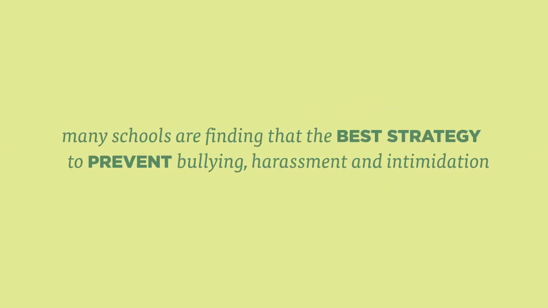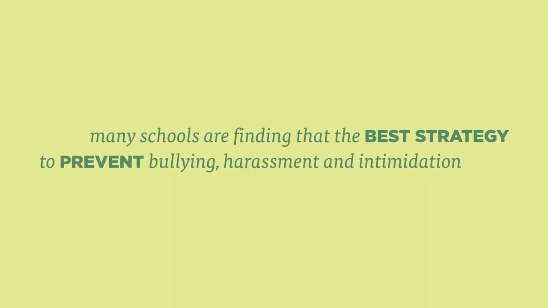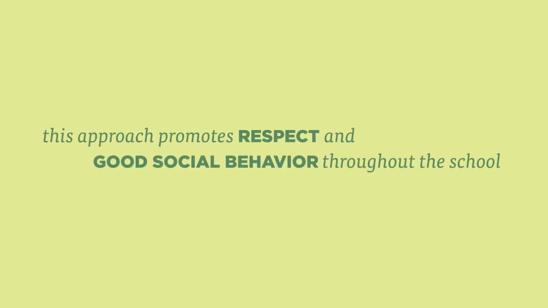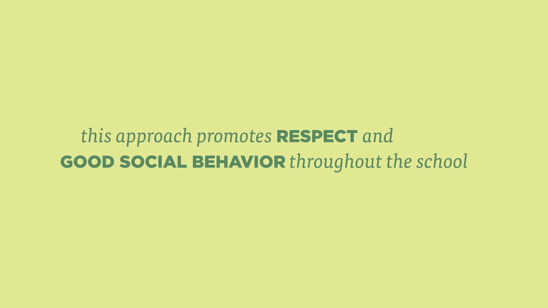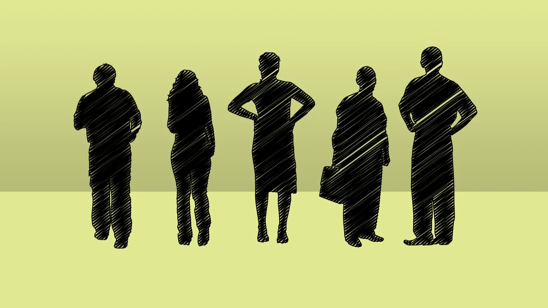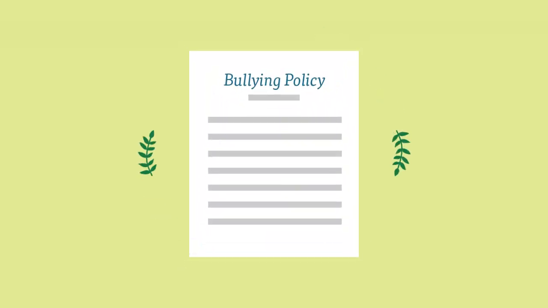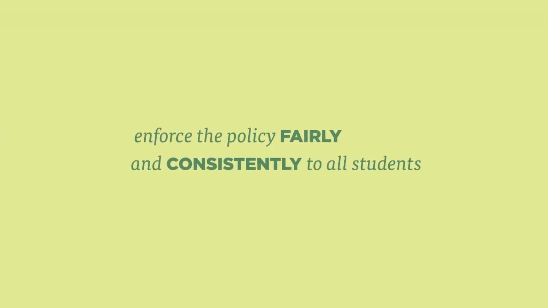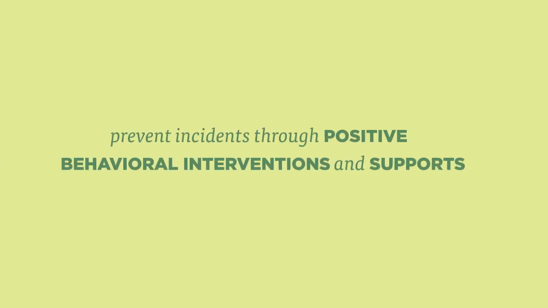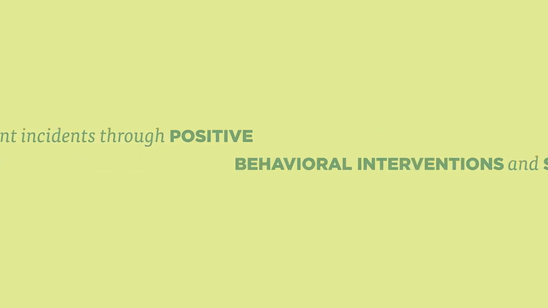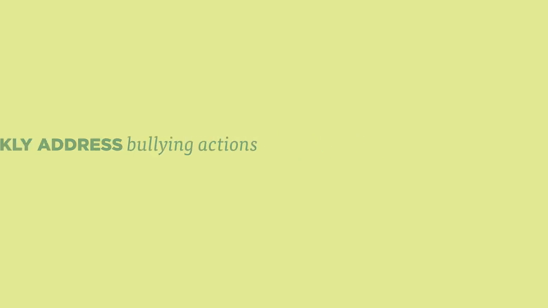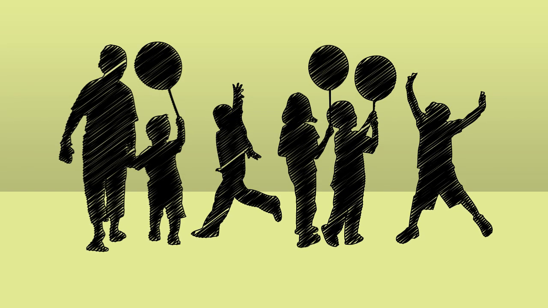Many schools are finding that the best strategy to prevent bullying, harassment, and intimidation is through programs that promote positive behavior interventions and supports. This approach promotes respect and good social behavior throughout the school. Every adult in a school can make a difference, and every school should have a policy against bullying, harassment, and intimidation. And every staff member should know that policy, enforce it fairly and consistently to all students, prevent incidents through positive behavioral interventions and supports, report incidents, protect victims, and quickly address bullying actions. Together, adults can stop bullying and keep our children safe.